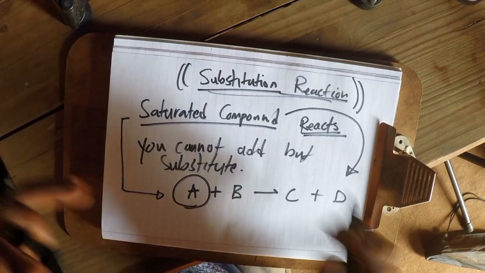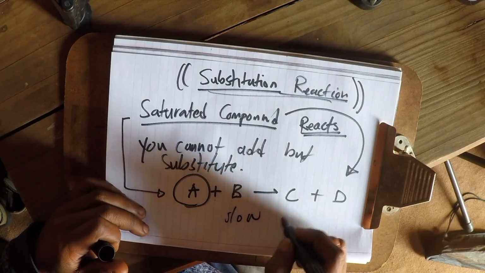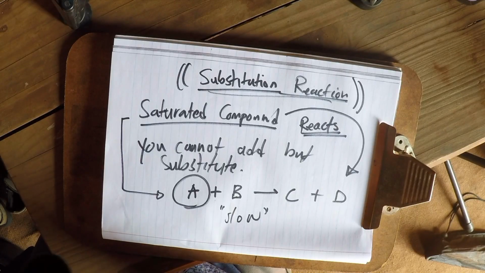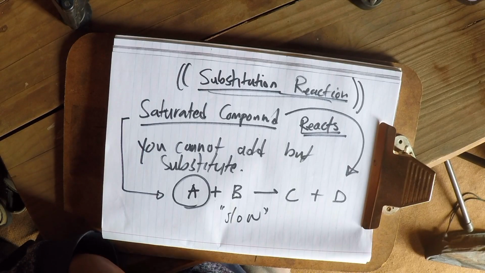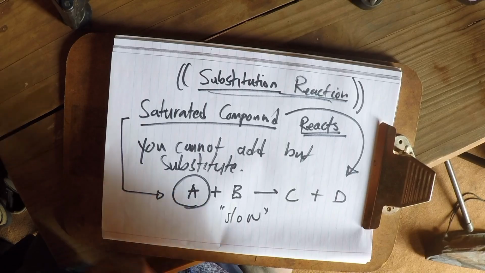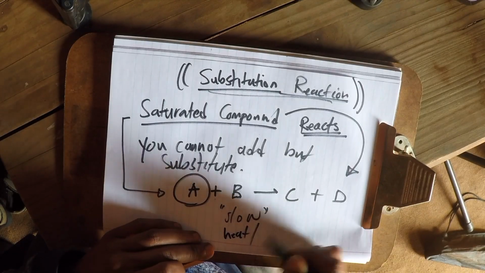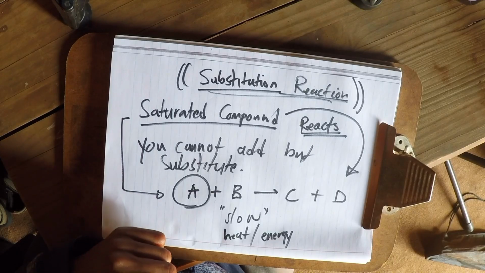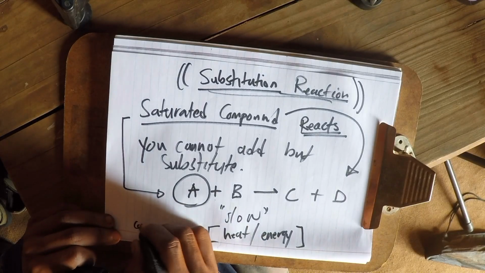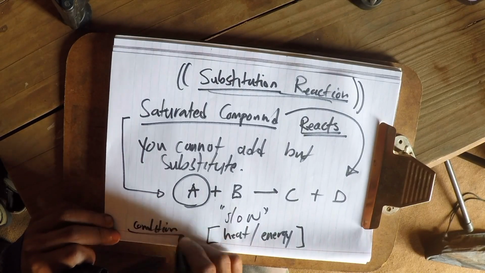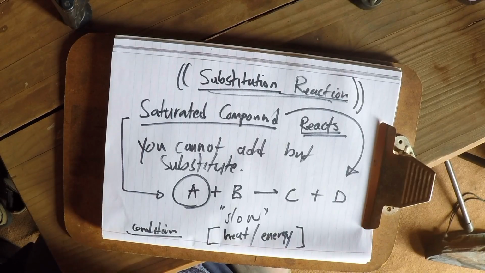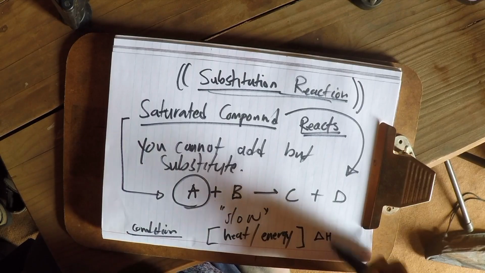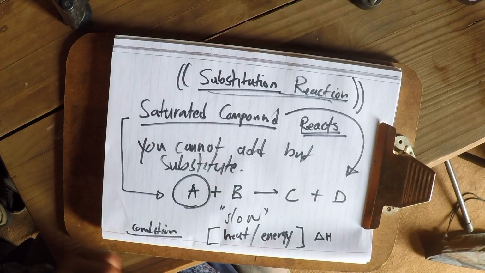These processes are said to happen very slowly. They are not spontaneous. They need energy. They need heat. So it happens at a slow rate. This is called a reaction condition. This is the condition that allows this reaction to happen: it needs heat. It needs energy, enthalpy.